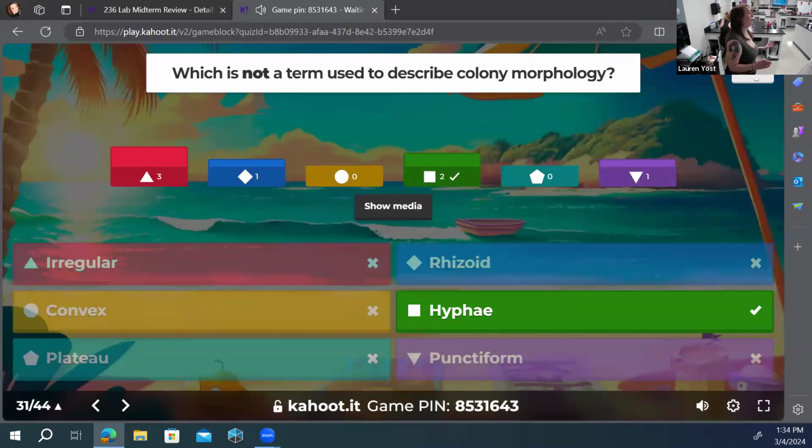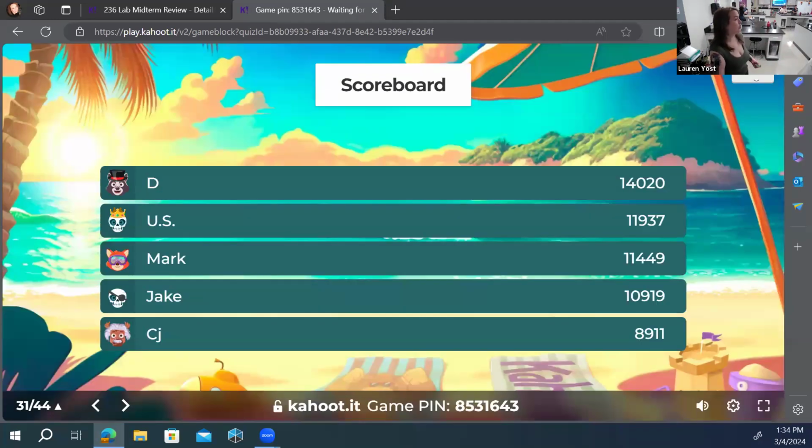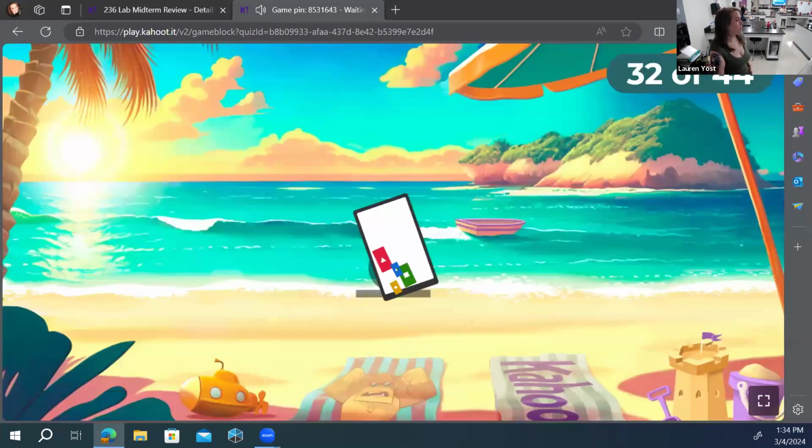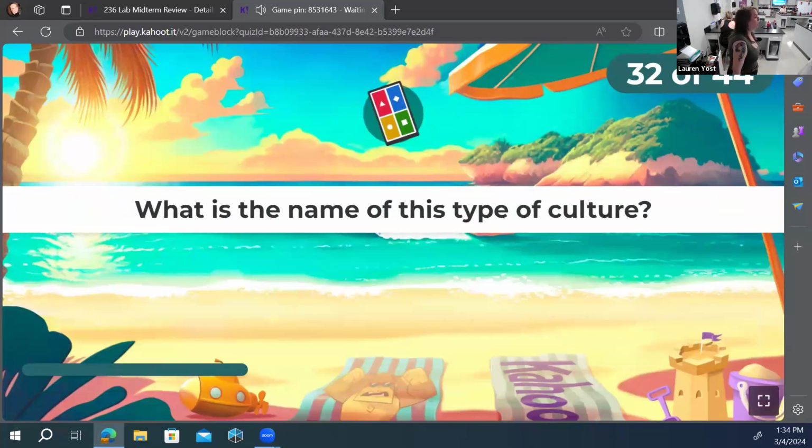So the word for this one, a little bit tricky, hyphae. Hyphae has to deal with basically mold structure itself, but not colony morphology. Colony morphology has to deal with the shape of the colonies on the media, literally just describing them. So it's just a matter of knowing the terms.